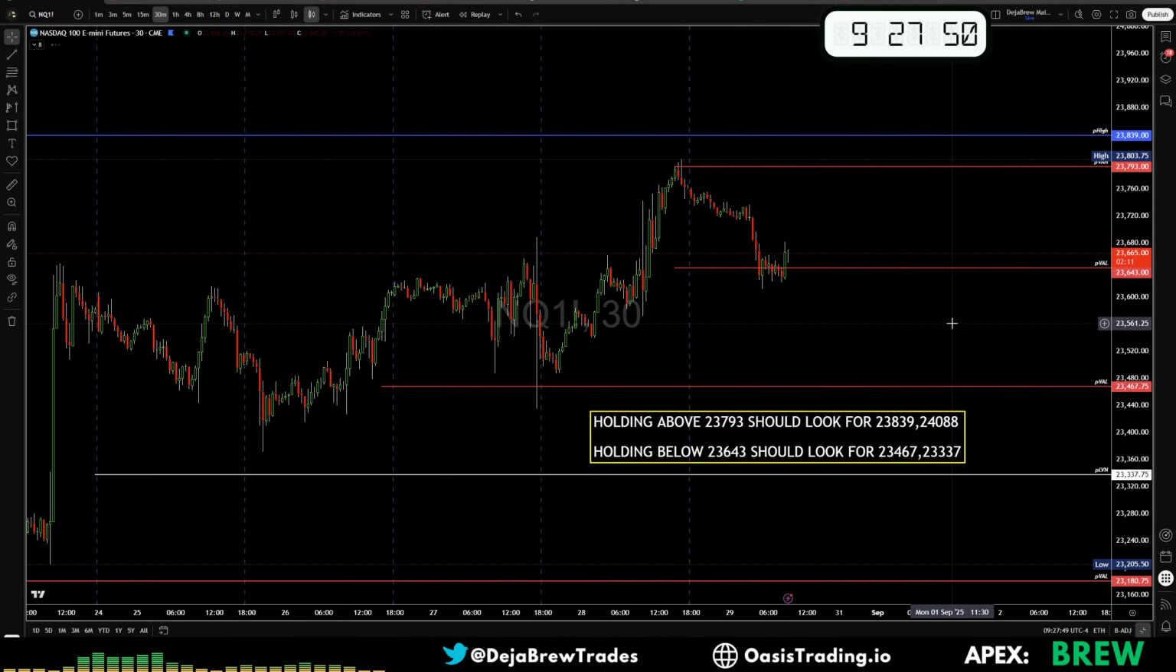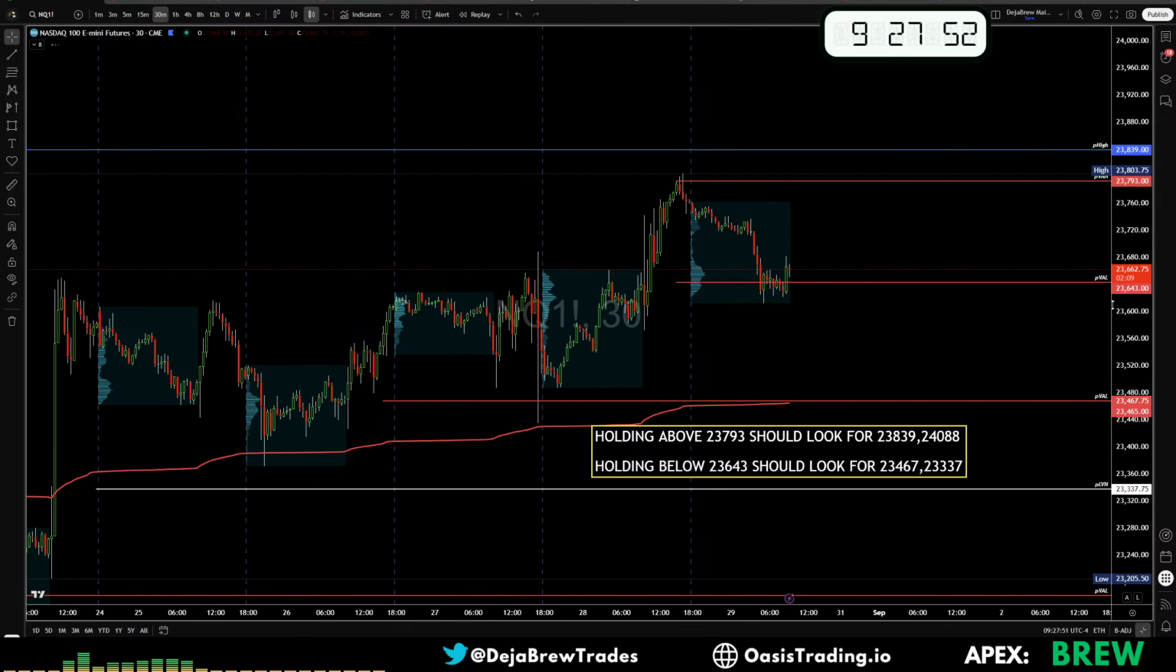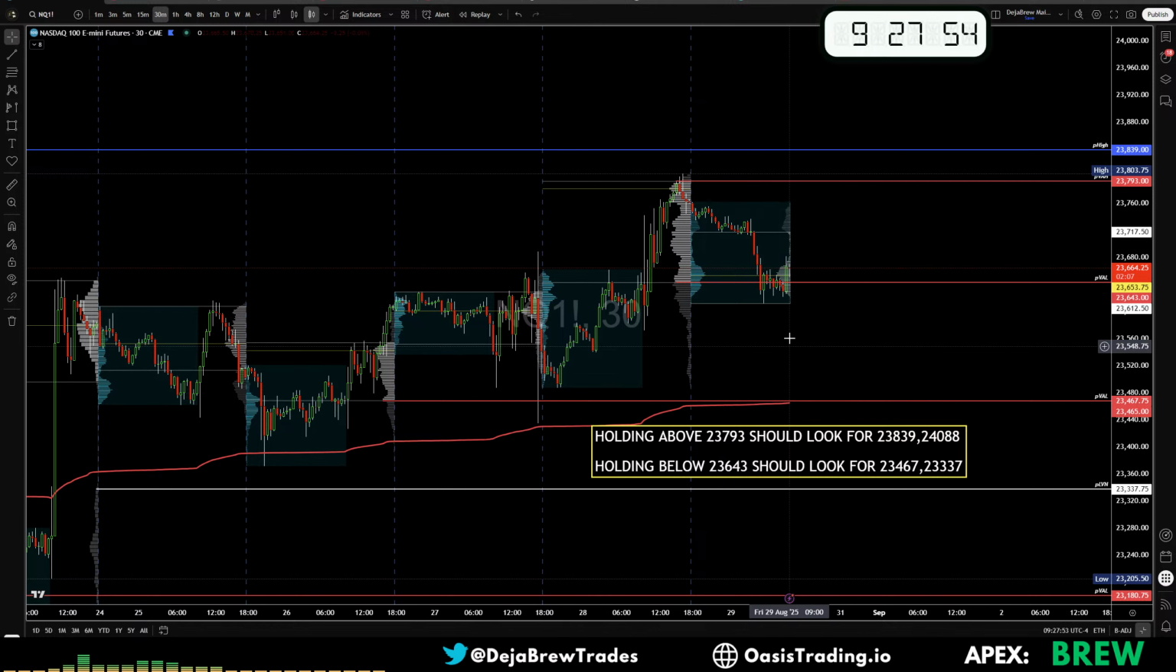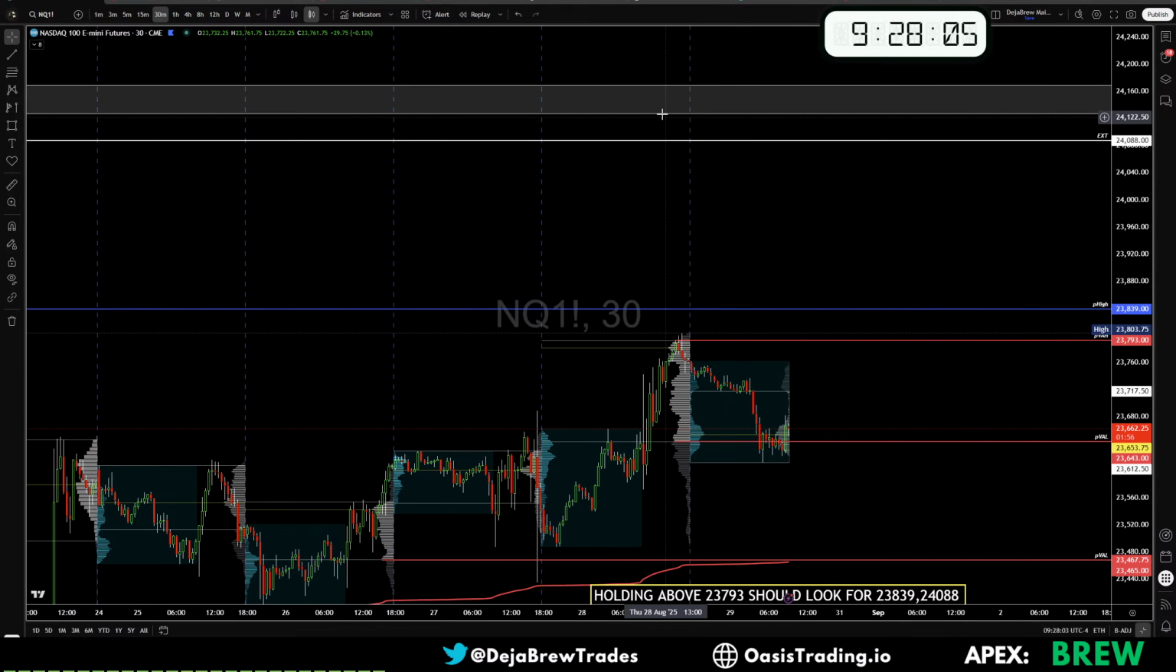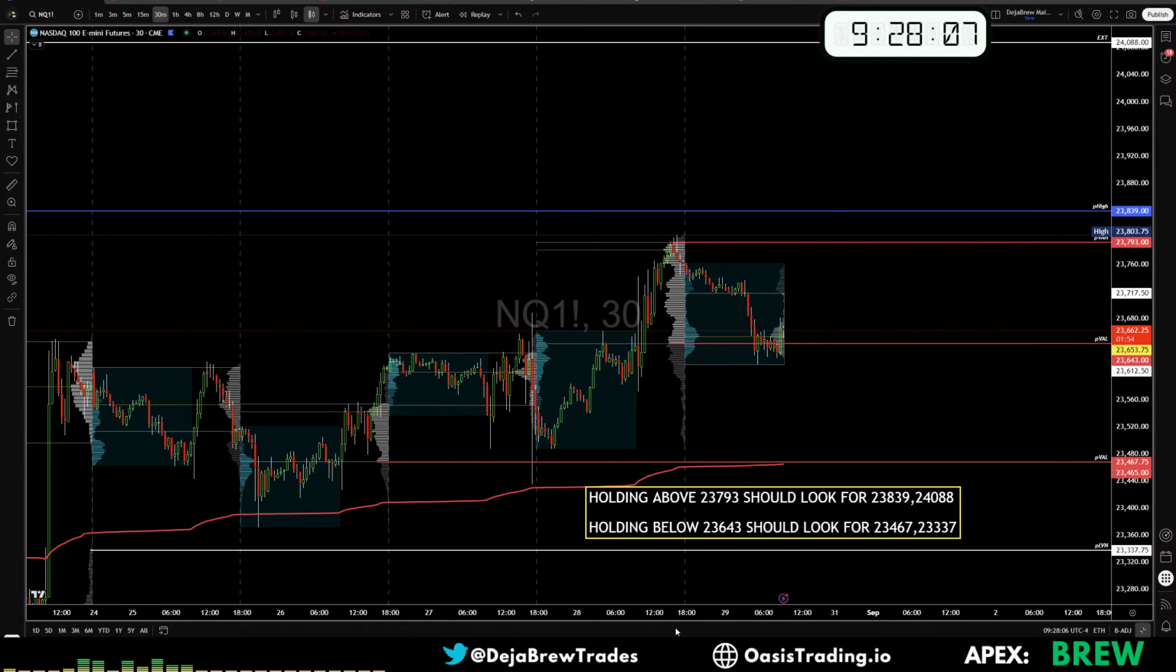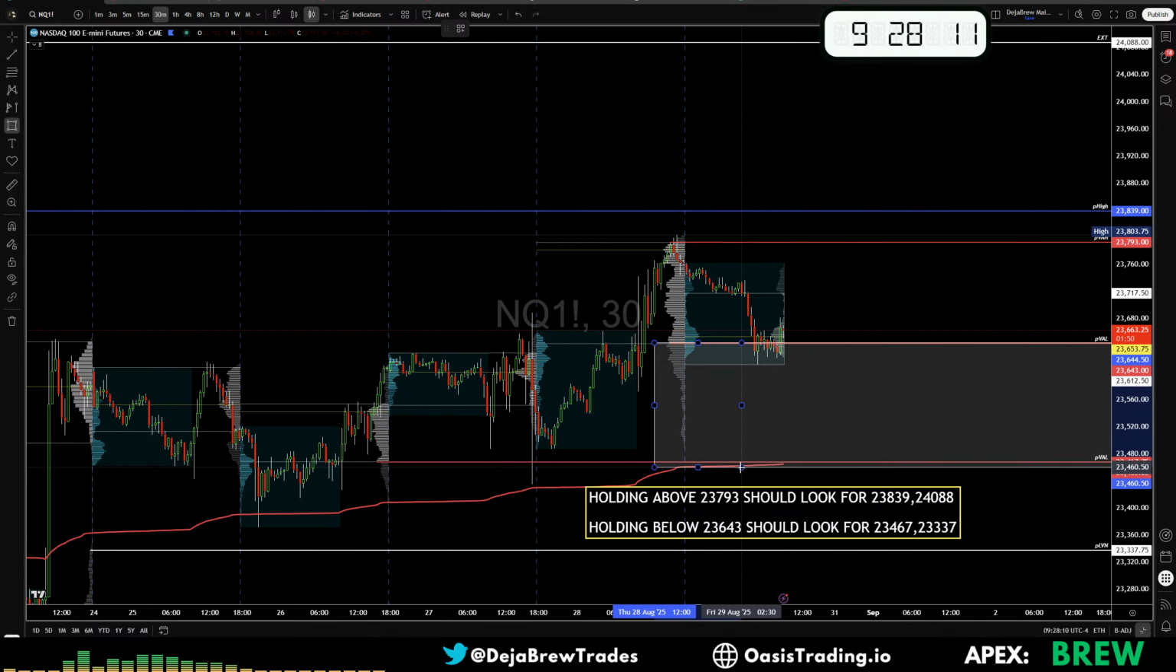All right, pretty much the same story for NASDAQ here. We are holding above that 643. We're going to look for that rotation into yesterday's high, which is 793. Then we're going to look for a breakout into 839 and then 088, which is a pretty old extension level. You could take the closer extension if you want to take this tail here.